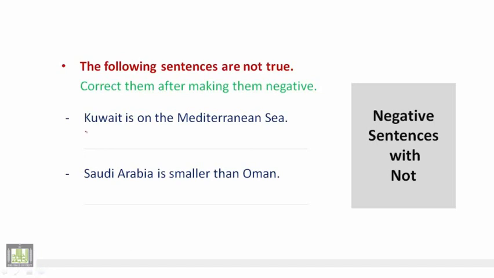So we say Kuwait is not, and we continue, is not on the Mediterranean Sea. Rather, it is on the Arabian Gulf. بل تقع على الخليج العربي.